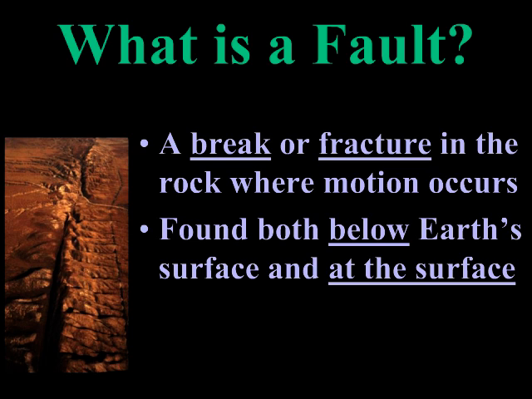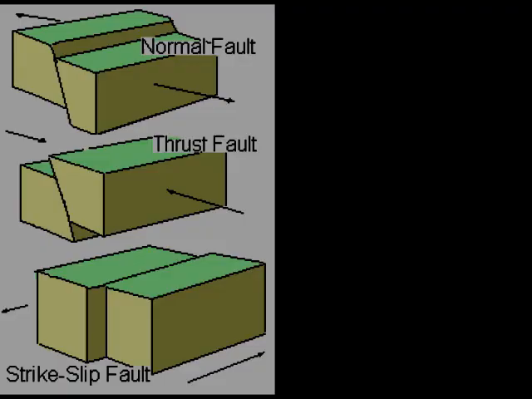So what is a fault? A fault is a break or a fracture in the rock where motion occurs, and is found both below the Earth's surface and also at the surface. Okay, so a normal fault is where the rock is separating apart, and so one side slides down. A thrust fault is where the rock is being pushed together, and so one rock is pushed over the top of the other. And a strike-slip fault means the two rocks are moving past each other, but are not moving away or towards each other.